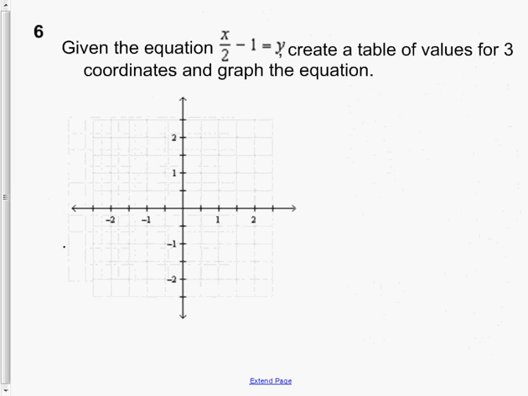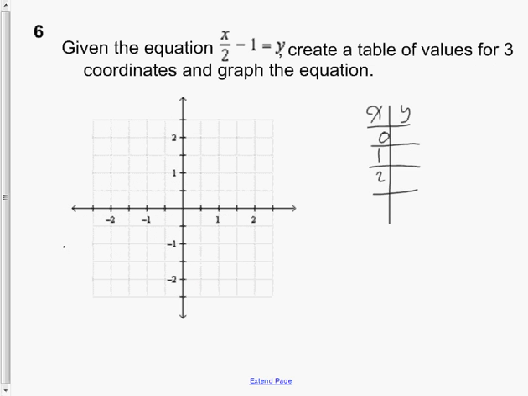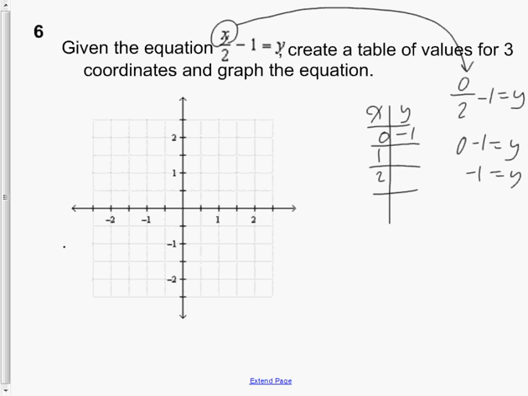In the next equation, it says this is the equation, make a table of values. So I'm going to put x and y again. I'm going to put 0, 1, 2. I only have to graph 3, it says. So x is 0, so I'm going to substitute 0 into my equation. So instead of being x, I'm going to substitute it as 0, because that's my first value. 0 divided by 2 is 0. And 0 minus 1 is negative 1. So my y value will be negative 1.